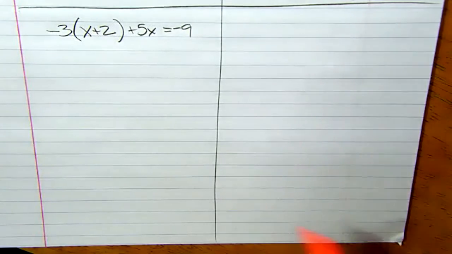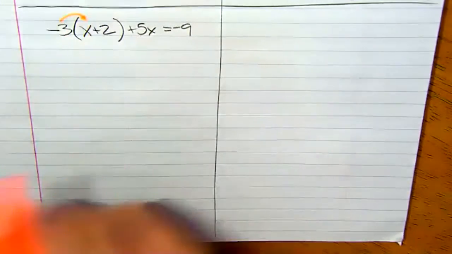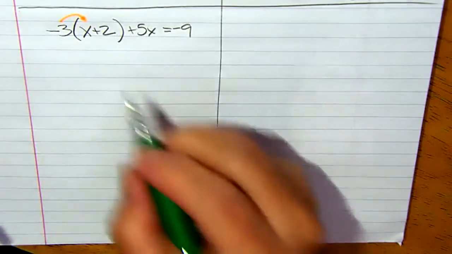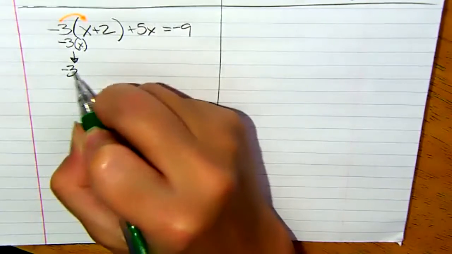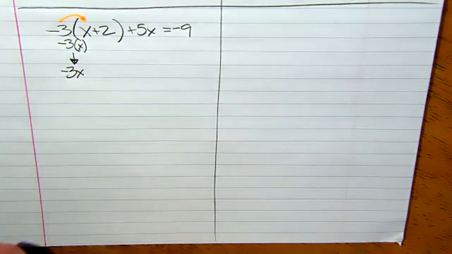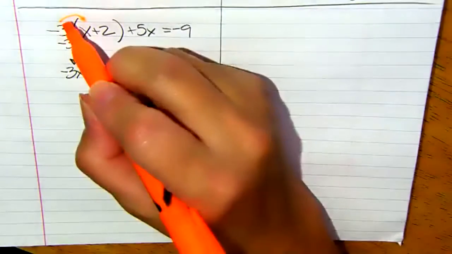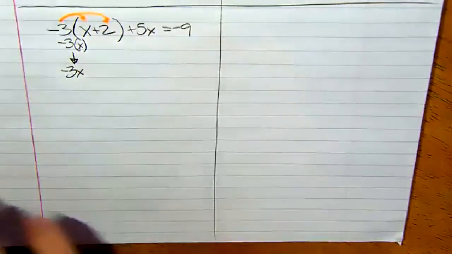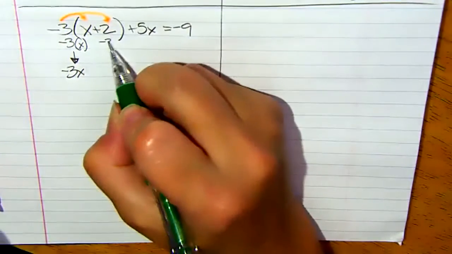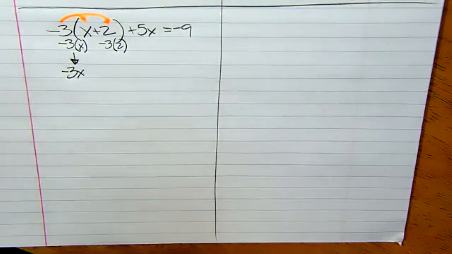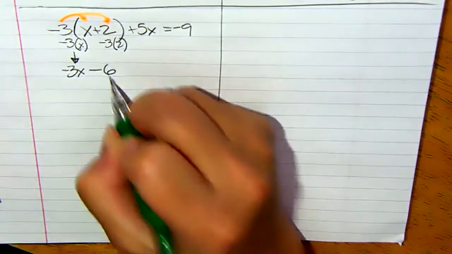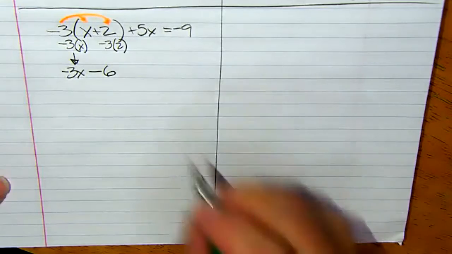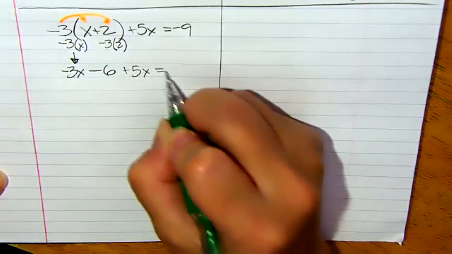So the first thing I'm going to do is distribute. This is -3 times x, which will give us -3x. I need to distribute my second number. So this is -3 times 2. And -3 times 2 is -6. Everything else comes down.